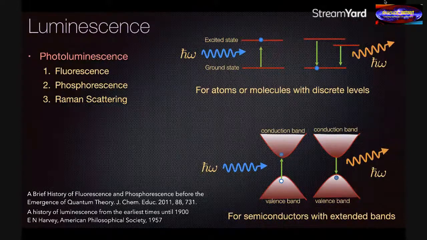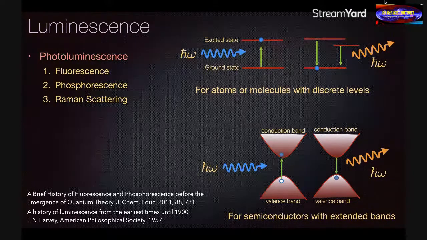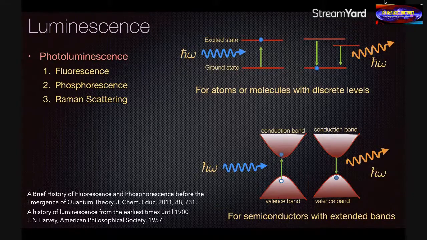And the second one is really a book, titled The History of Luminescence from the Earliest Times Until 1900 by Harvey, published by the American Philosophical Society in 1957. Both are fantastic pieces of work if you want to know a bit more about the history of light, luminescence, and so on.